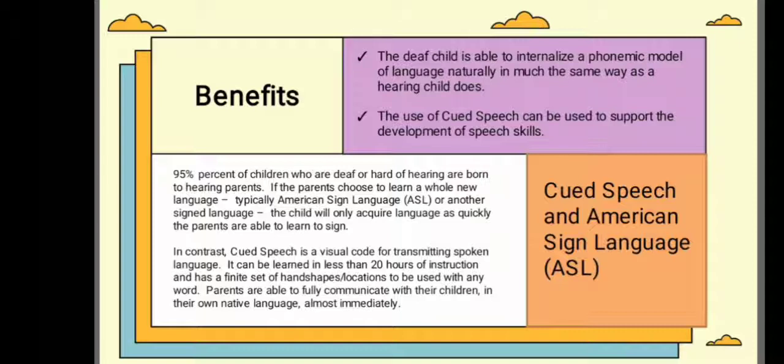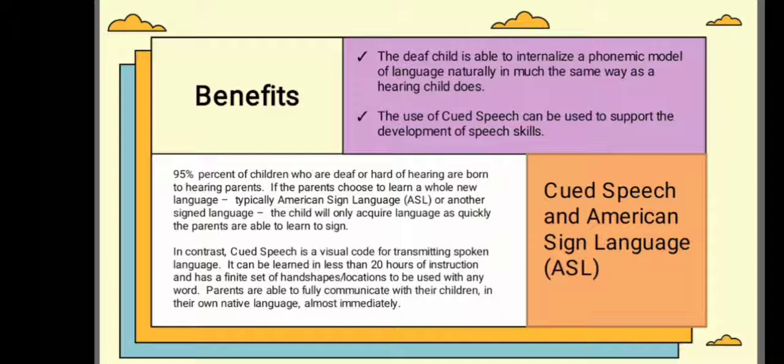Cued speech can also be used to support the development of speech skills. It's because cued speech is phonetically based. The deaf child is completely aware of all the sounds that make up each word, which supports the articulation process. However, speaking is not required of the cued speech user. Since cued speech is around the mouth, it does support the acquisition of lip reading skills, and many cued speech users develop strong lip reading abilities.